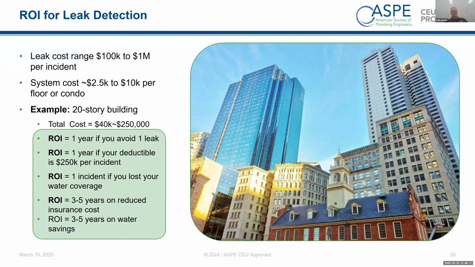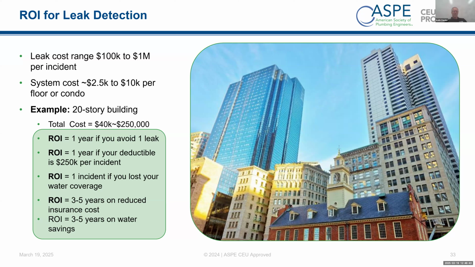The leak cost range for this, $100,000 to $1 million. System cost per condo, anywhere from $2,500 to $10,000, including installation, 20-story building. Total cost of this installation, on the low side, depending on how many condos you got, $40,000 to $250,000. ROI is 1 year if you avoid one leak. If your deductible is $250, obviously it's one event. And typically on these systems, they get $250,000 to $500,000.